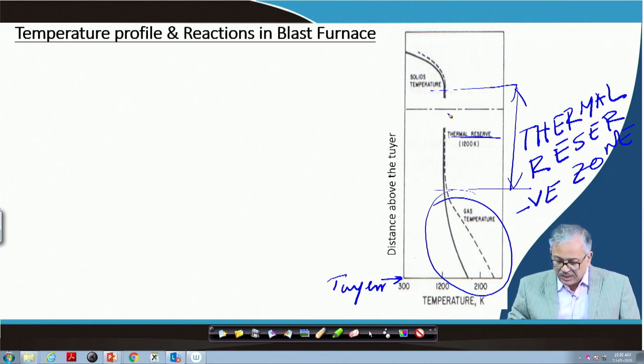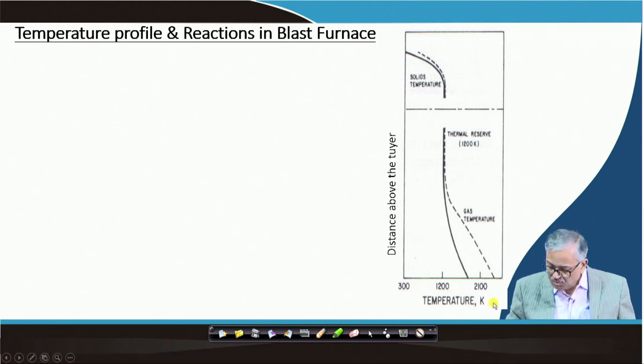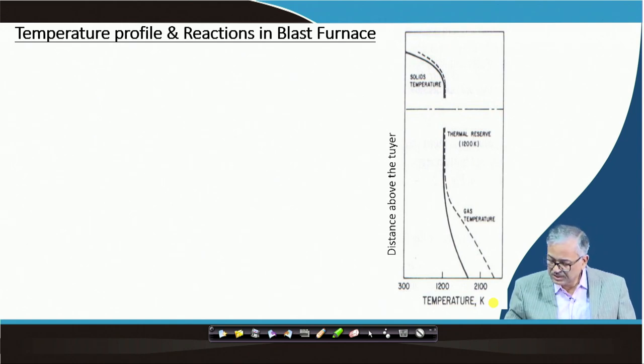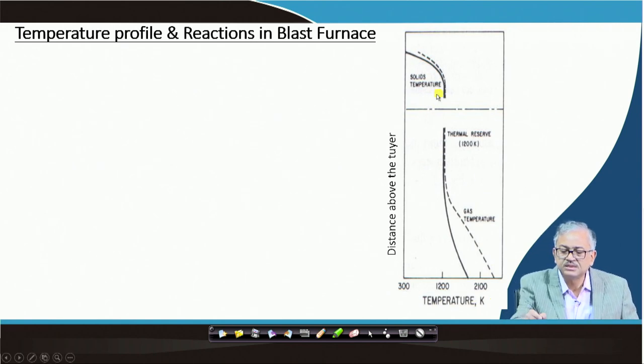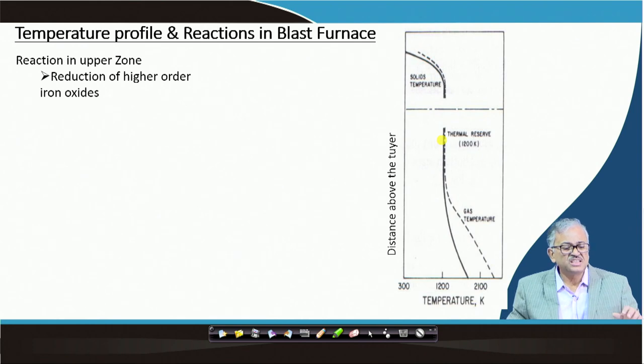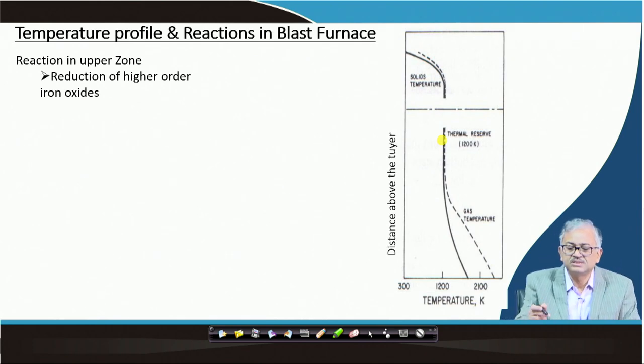Now what reactions can you find in the top part of the furnace? I will come to the temperature distribution later on, but you can find that there is a central region where basically there is no heat exchange of gas, called the thermal reserve zone. Now in the upper region, the reduction of higher oxide basically takes place.